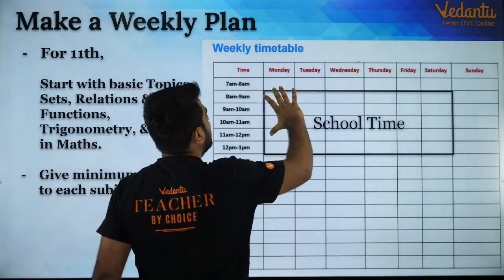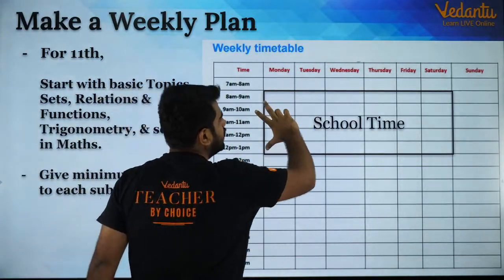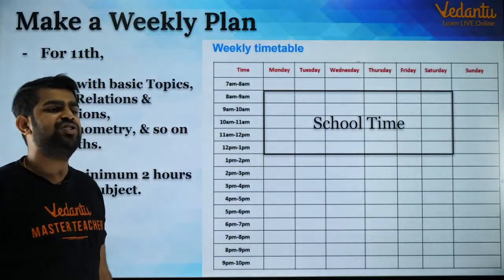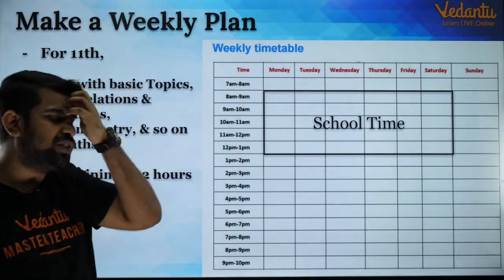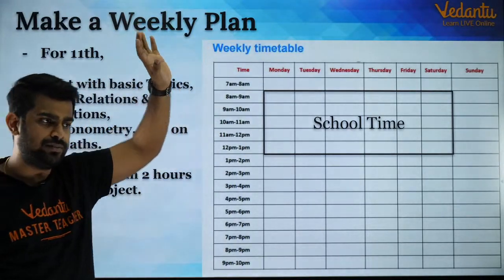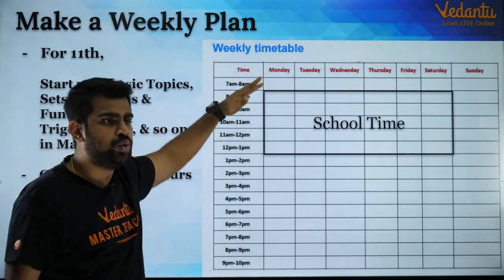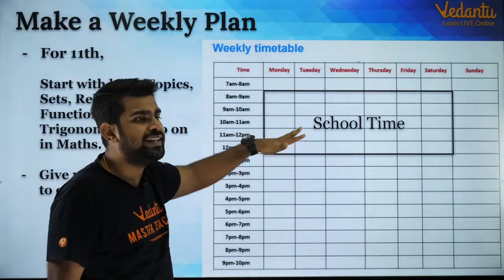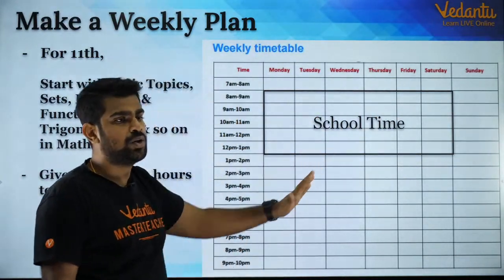So I took the 8 o'clock to 1 o'clock as school time because I checked with the majority of the schools. I think they teach from 8 to 2 or 8 to 1. Is that correct? 8 to 2 or 8 to 1. So this is the majority school timing. So that's what I've written over here.